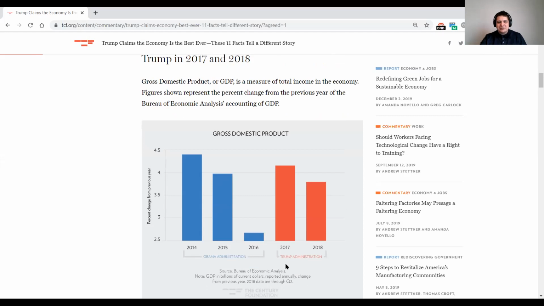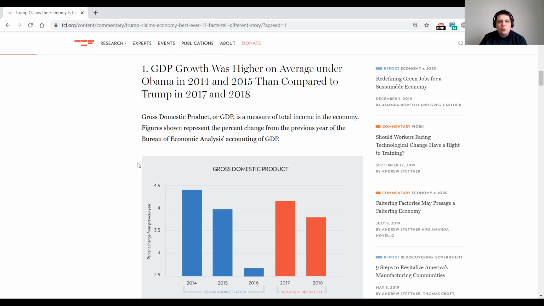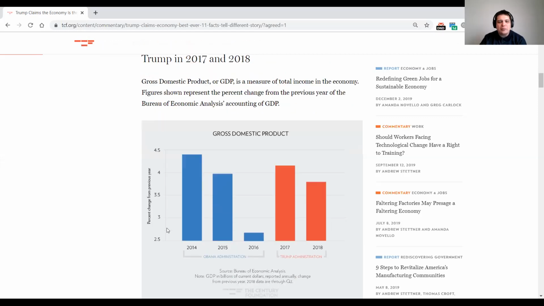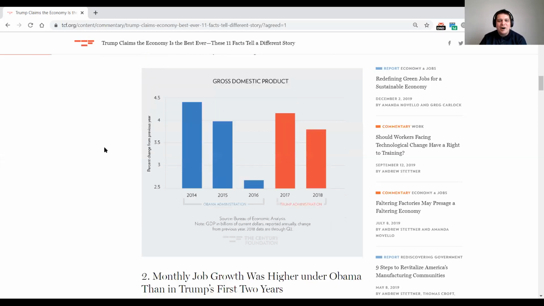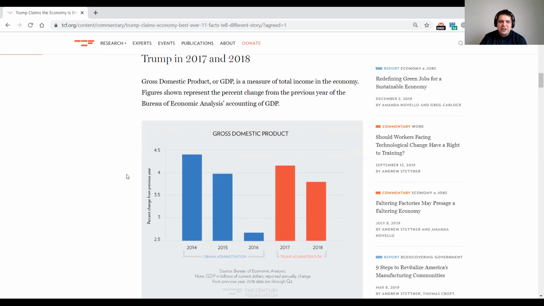And the labels, it's maybe a little bit hard to see on the video, but this says Trump administration and Obama administration. They want to show how they compare. So this is gross domestic product. And even visually, you can see that 2014 is better than 2017, and 2015 is better than 2018. 2016, well, 2016 was kind of a mess. Let's just agree on that. But right away, we get GDP.